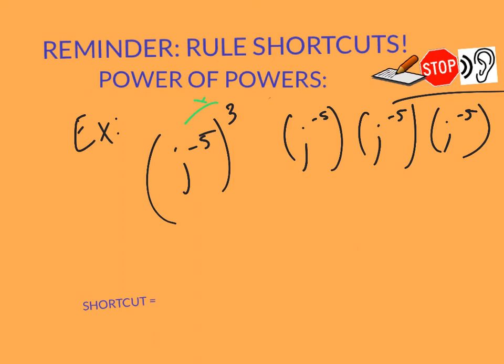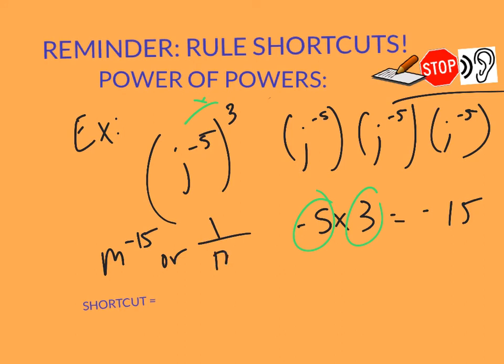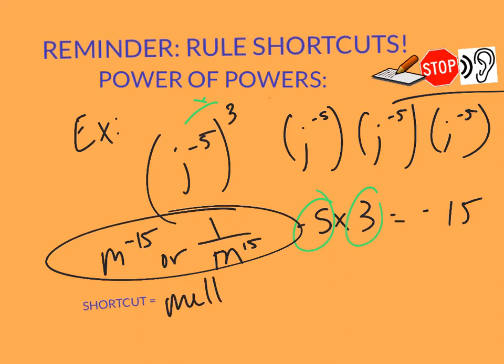So I'm really just taking negative 5 times 3. 5 times 3 is 15. Now I just got to decide if it's positive or negative. I have one number that's negative, one number that's positive. The negative will carry it over. So I'm going to end up with negative 15. So my final answer will be written as j to the negative 15th or 1 over j to the 15th. Either one of those are totally acceptable based off your conversions. Your shortcut remains multiply exponents.